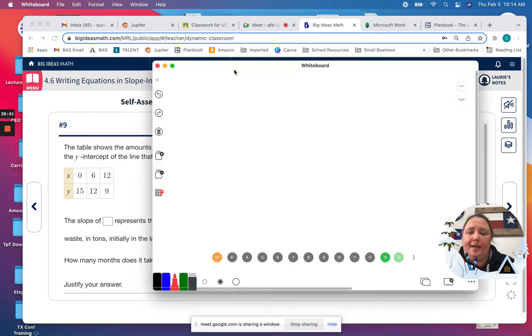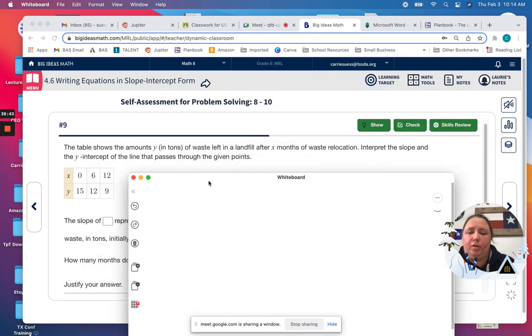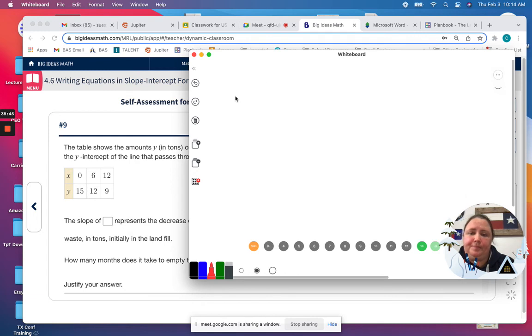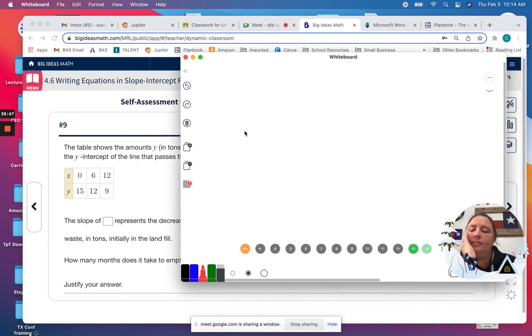Alright, so which points do we want to use for this? 0, 15, and 6, 12. I agree. 0 and 15 will make the math easy.